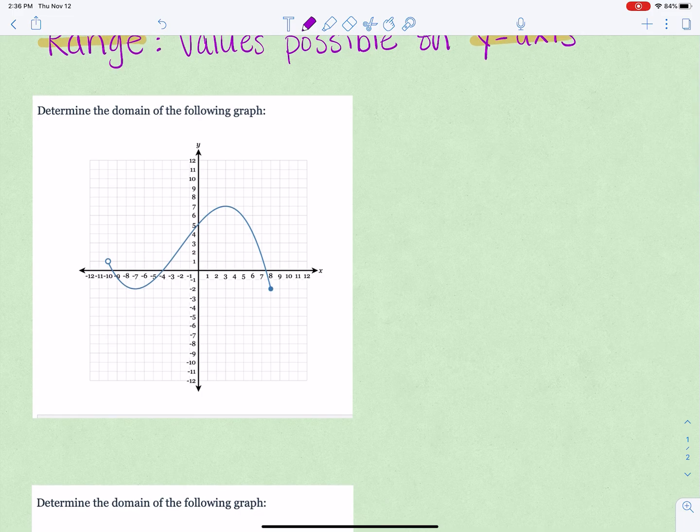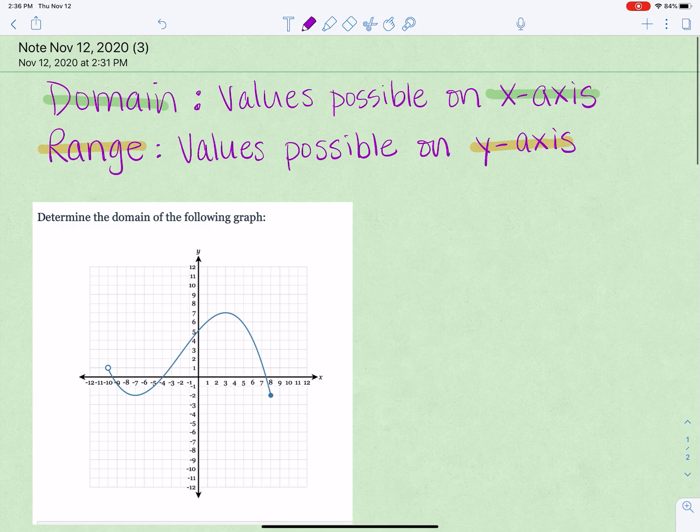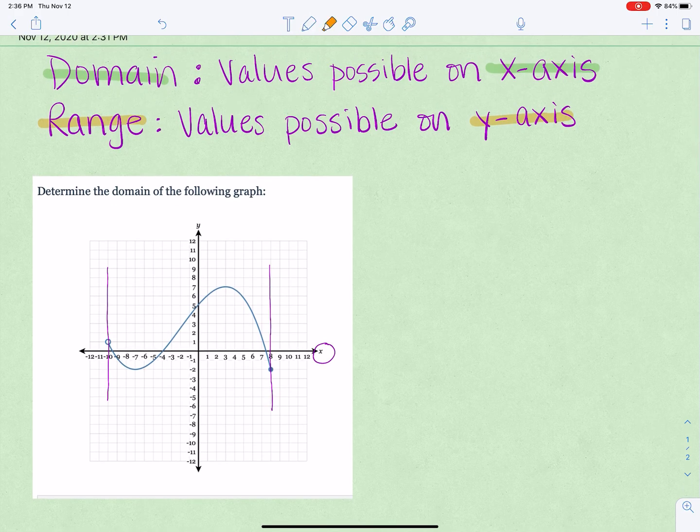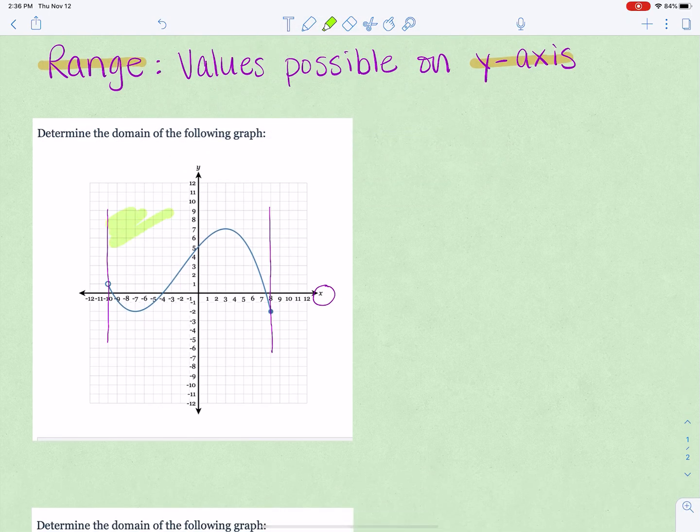So notice that it says determine the domain of the following graph. Since the domain is on the x-axis, I'm going to look at all the possible values on my x-axis. So what that means is this line, this graph, the lowest number that could appear and the largest number that could appear. So our domain is everything on the inside. So this is all of the domain. In order for us to write this, we need to notate the smallest number it can be on this side, and the largest number it can be on this side.